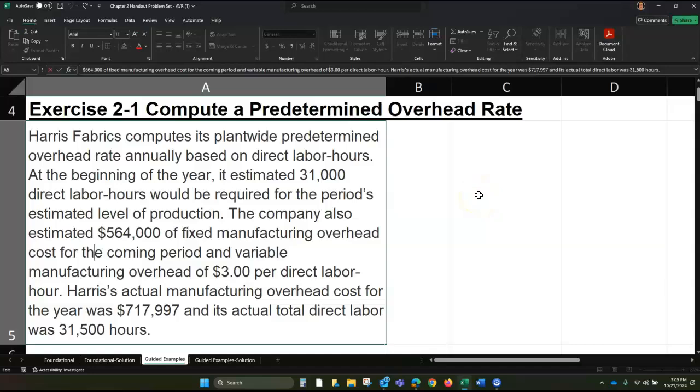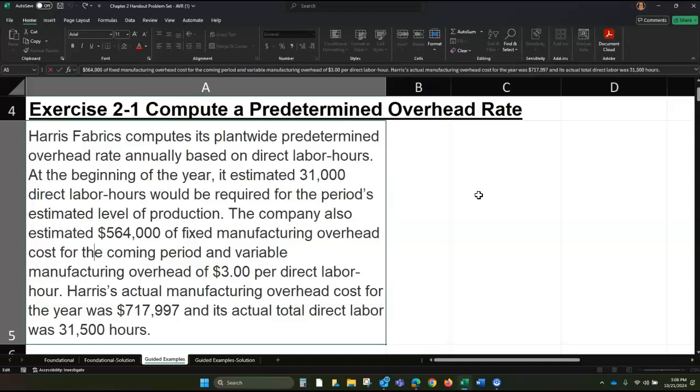Now again, remember our guided examples in Connect are algorithmic. So let's focus on the one that's in the workbook. Let's figure out how to program it. And then what you can very easily do is when you get home, you can plug in your information from your example with the different numbers and see if you can get to the right answer. Okay? All right, so let's take a look at exercise 2-1.